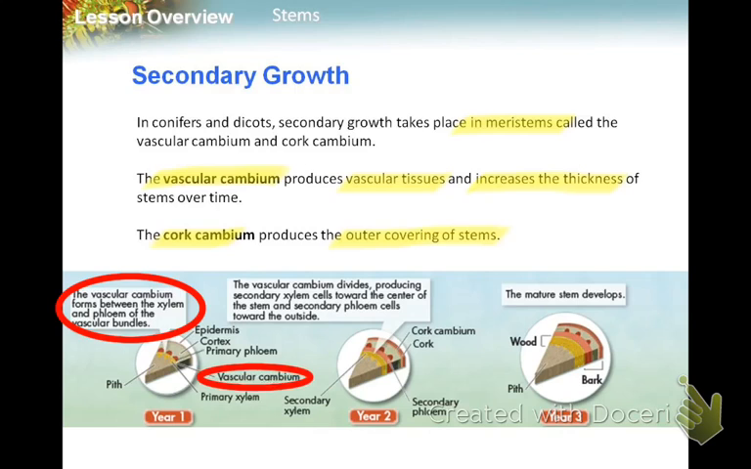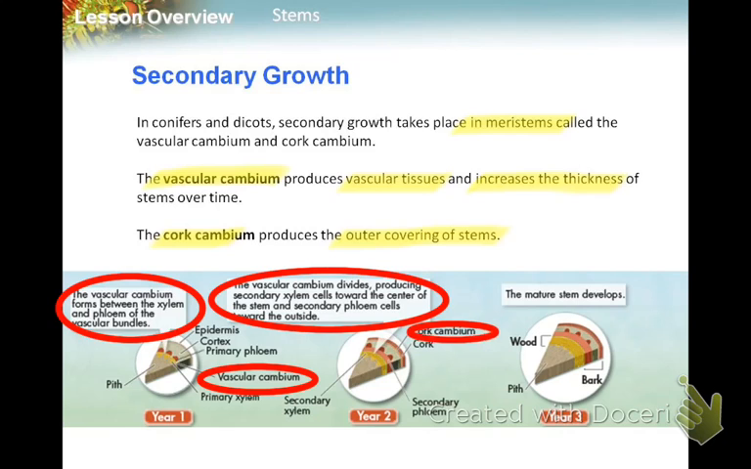So you see here, the vascular cambium is between the xylem and the phloem of the vascular bundles, right here. So it tacks on xylem cells toward the center of the stem and phloem cells toward the outside. And then we see the cork cambium right here towards the outside of the stem that produces bark.